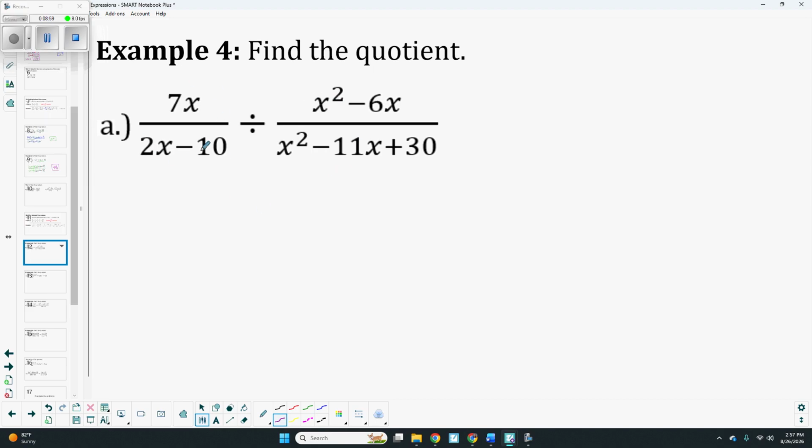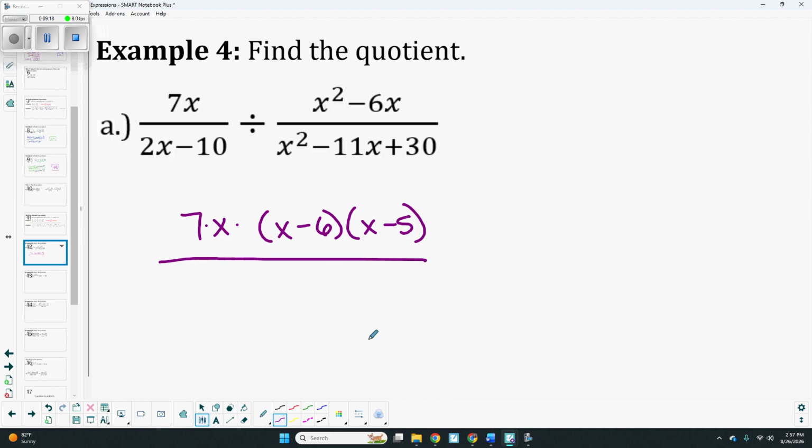So for my first fraction, 7x can't be factored further, right? That's just 7 times x. And now I'm going to factor this part, right? I'm going to factor the bottom and put it on the top. That's how I'm going to approach this problem. So what multiplies to 30 and adds to negative 11 is x minus 6 and x minus 5. So that's my new numerator, right? Because I'm multiplying by this flipped.